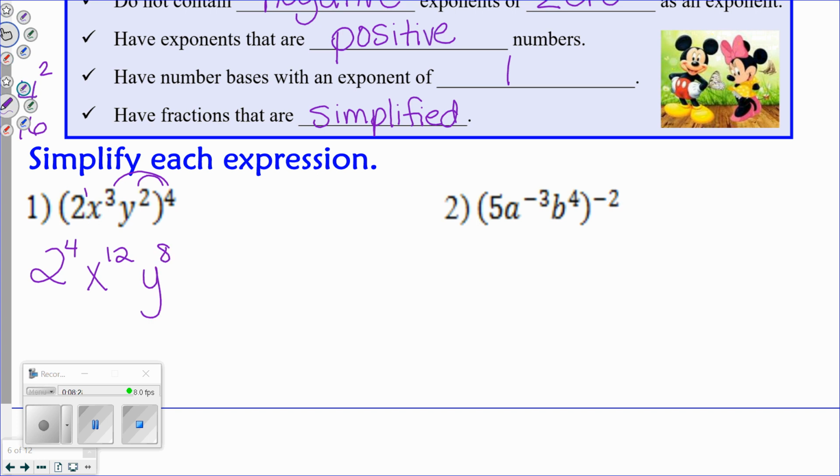Remember, think about if I asked you to distribute, what operation do you use? You multiply. Yep, you're multiplying. Is that good? Perfect. Circle it. I'm done. Oh wait, I have to simplify. What's 2 to the 4th? That is 16. Good. So 16, x to the 12th, y to the 8th.